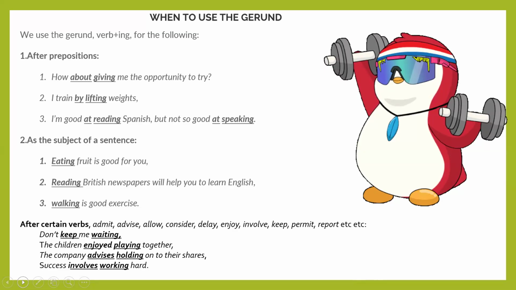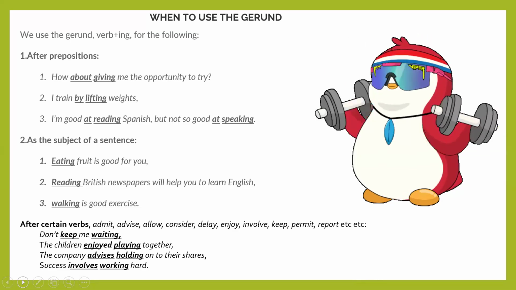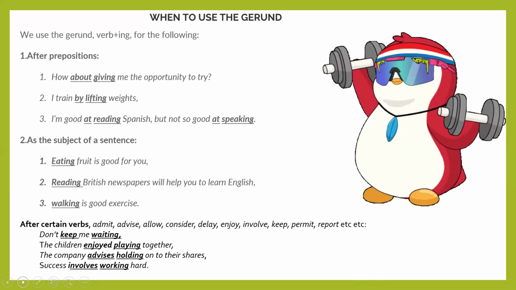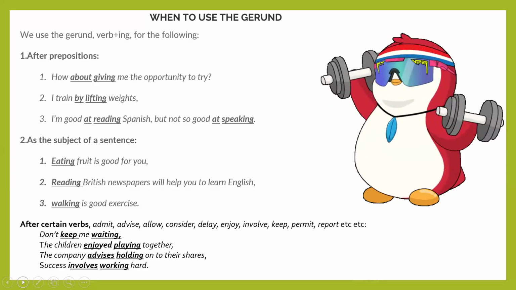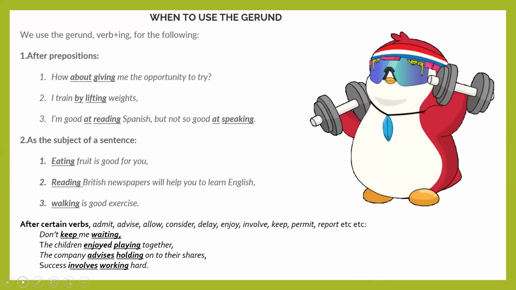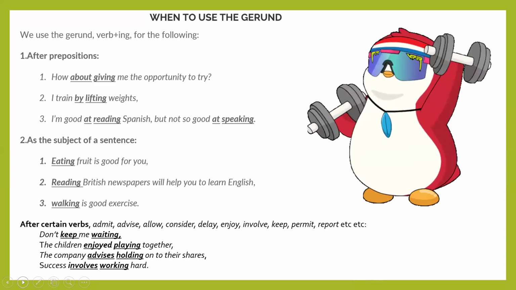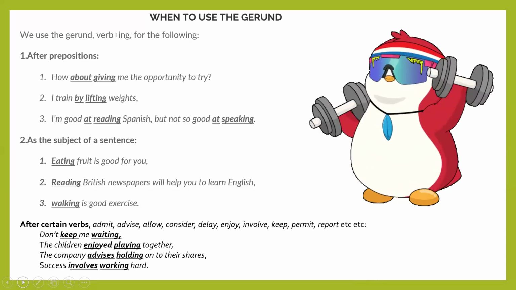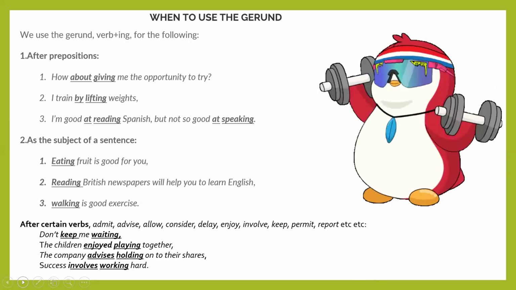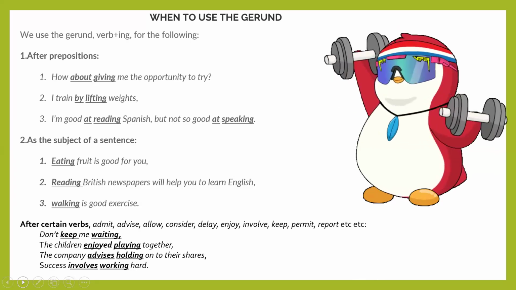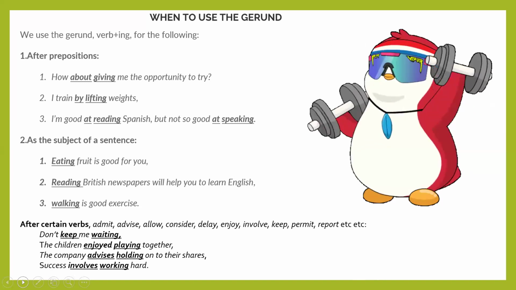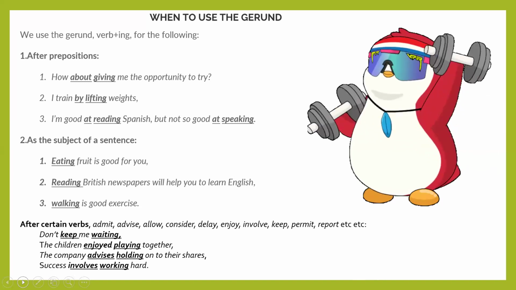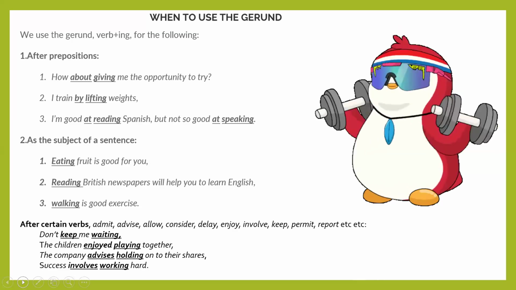Now, gerunds are used as the subject of a sentence. When we use a gerund at the beginning of a sentence, it acts as the subject. Eating fruit is good for you. Eating acts as the subject of the sentence. Reading British newspapers will help you to learn English. Reading here is the subject because we are using a gerund at the beginning of the sentence. Walking is good exercise. Walking, a gerund, acts here as the subject of the sentence.